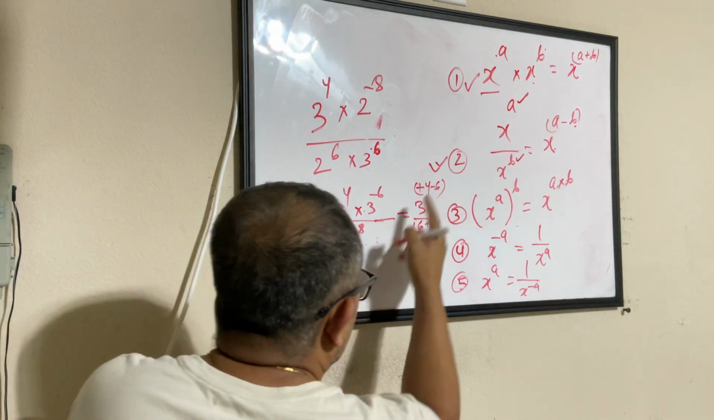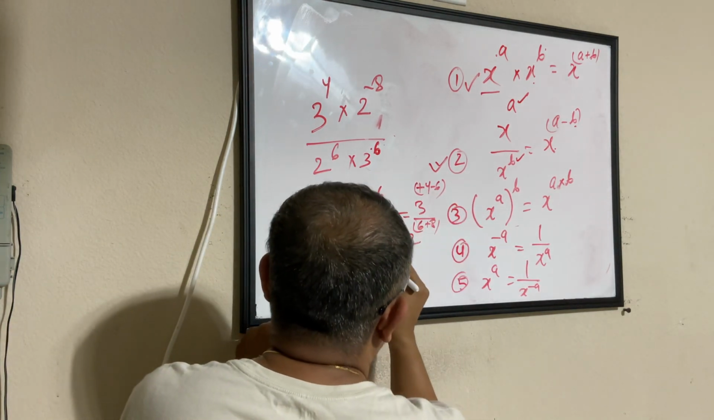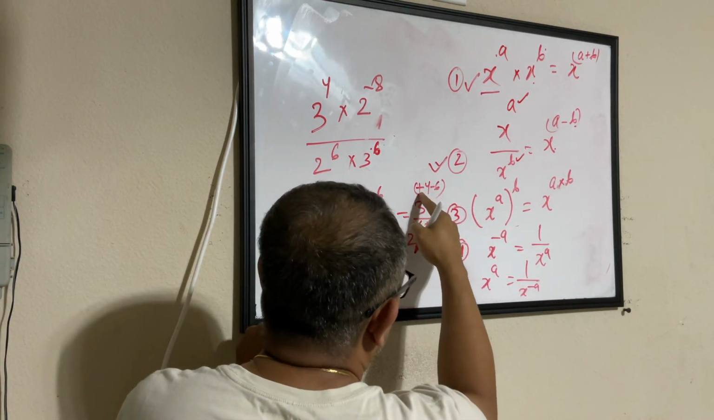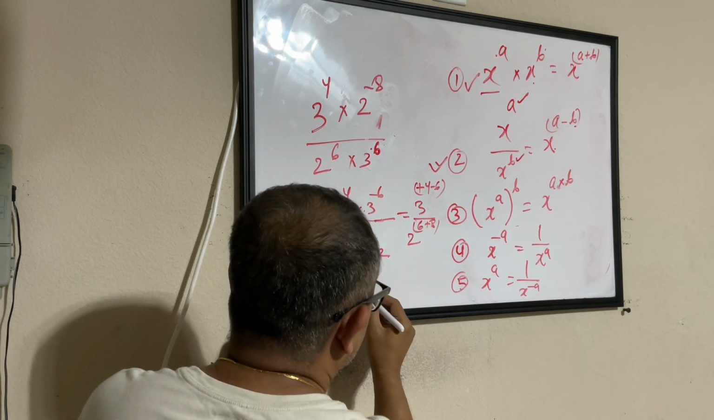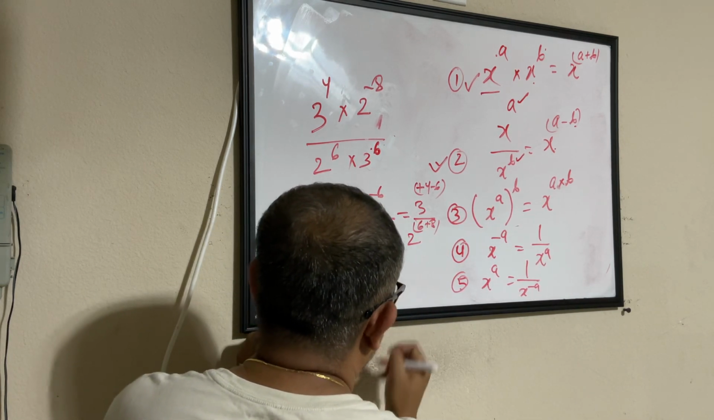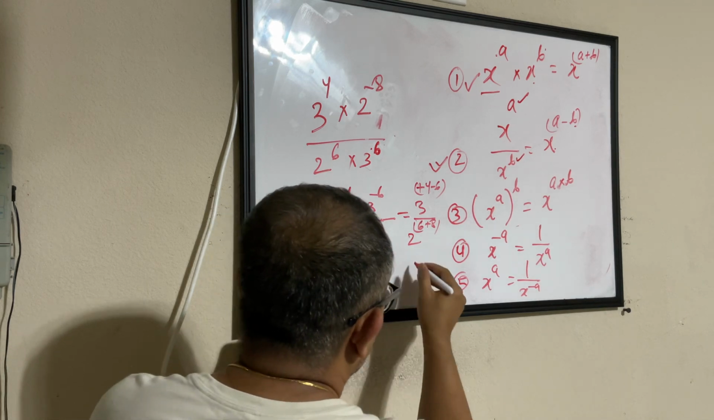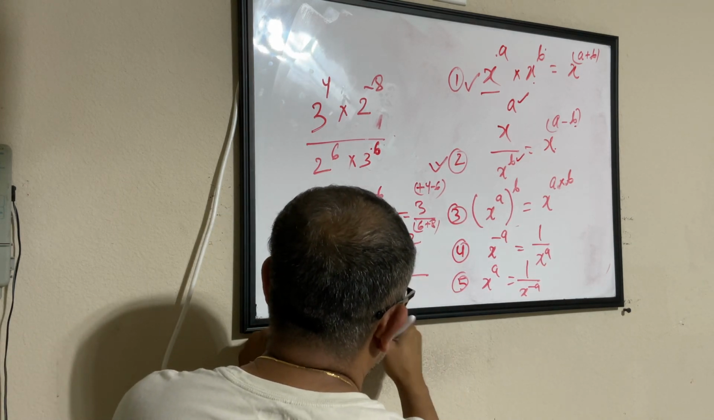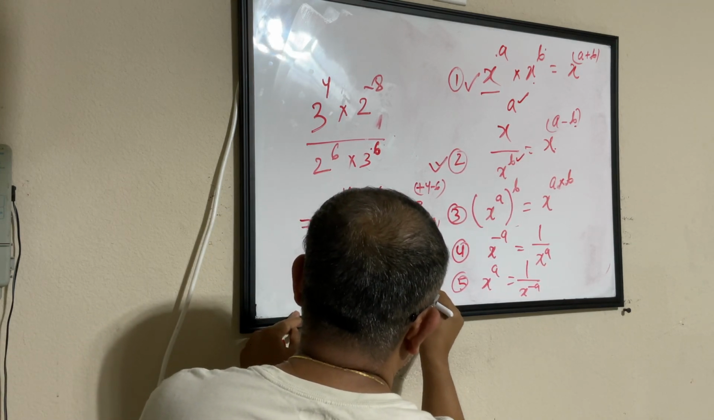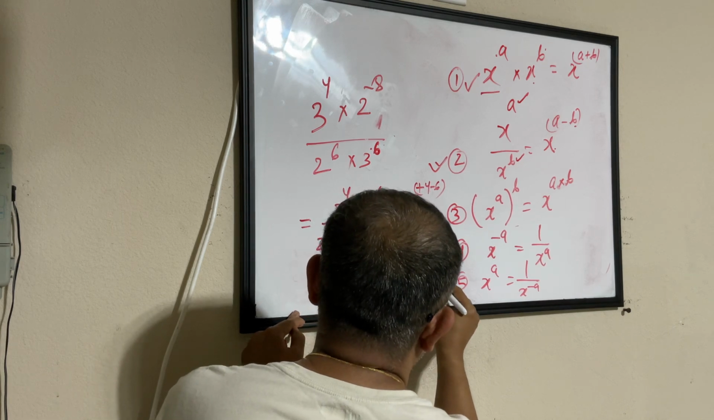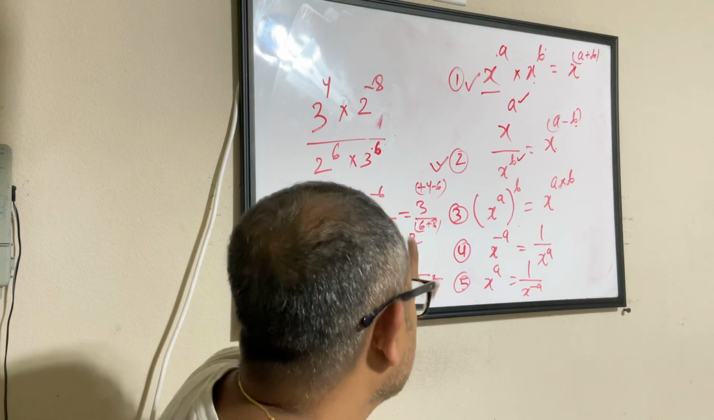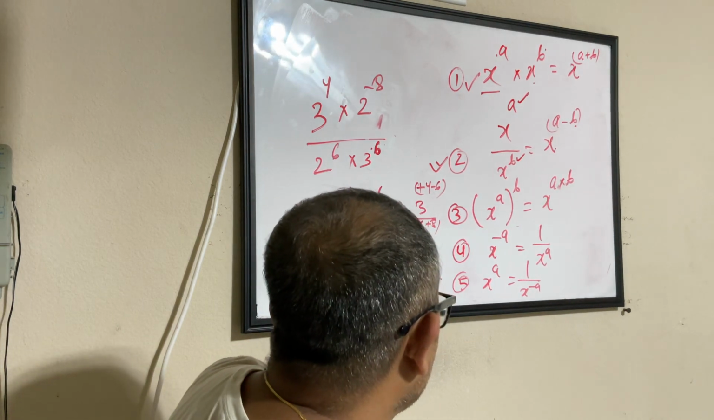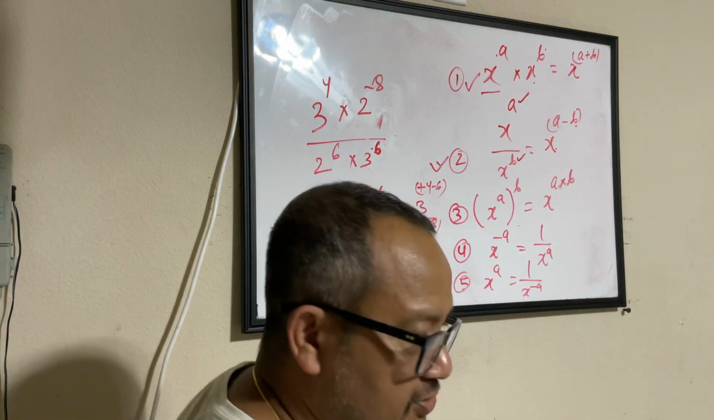So it became 3 to the power minus 2, 4 plus 4 minus 6 is minus 2, divided by 2 to the power 6 plus 8, 14. Now what it becomes? 1 divided by, this guy will come down, becomes 2 to the power 14 into 3 to the power 2. You can either say it this way, or you can move both the things up, and this becomes 2 to the power minus 14 into 3 to the power minus 2.